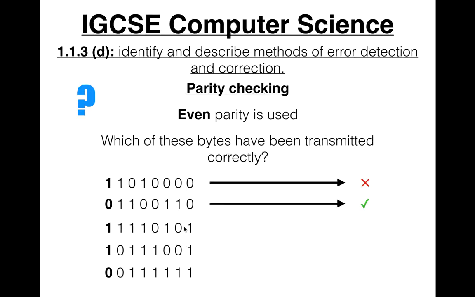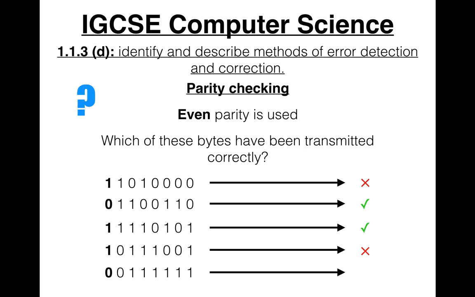1, 2, 3, 4, 5, 6. That's correct. 1, 2, 3, 4, 5. So that must be wrong, or incorrectly transmitted. And 1, 2, 3, 4, 5, 6. That's correct. And of course, this is 5, and that's an odd number, and this is 3, and that's an odd number, and the rest are even.